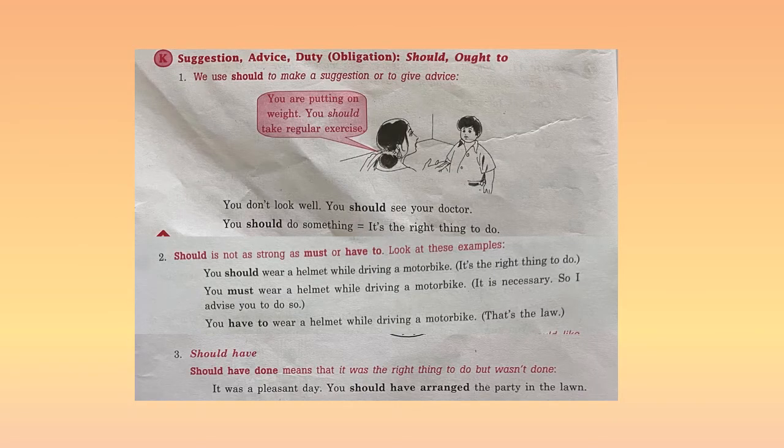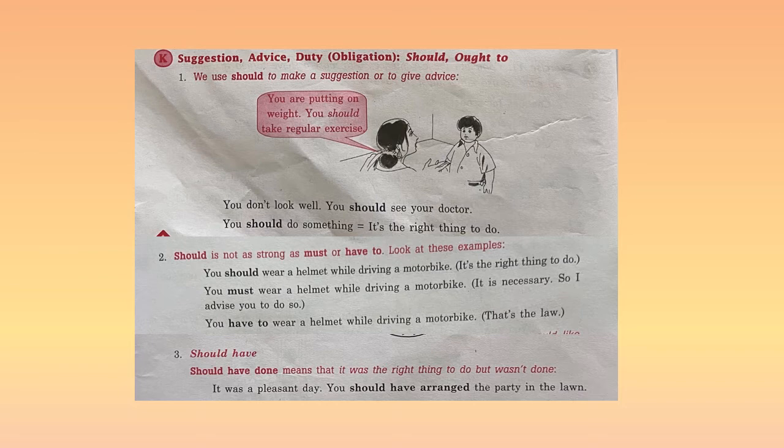Now let's see these modals: should, ought to. They reflect suggestion, advice, duty or obligation. Should is used to give suggestions, like you are putting on weight, you should take regular exercise. But what is the difference between should, must or have to?